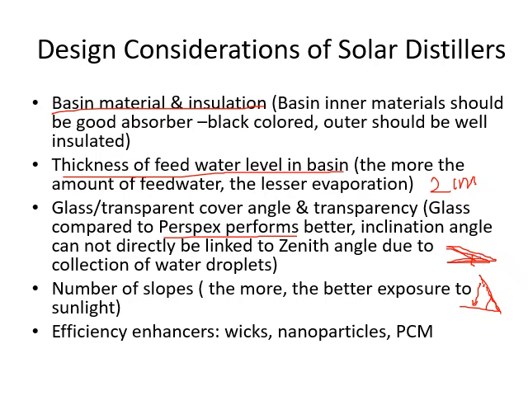Then the number of slopes, definitely, the more you're exposing to sunlight. An efficiency enhancer can be using wind. Sometimes we use PCM, that is phase change material. When you have the water in the basin, there is enough sunlight coming in the daytime. If you have it over a phase change material bath, the material that is solid will melt due to the sunlight. Phase change material is something like wax, paraffin wax kind of material.